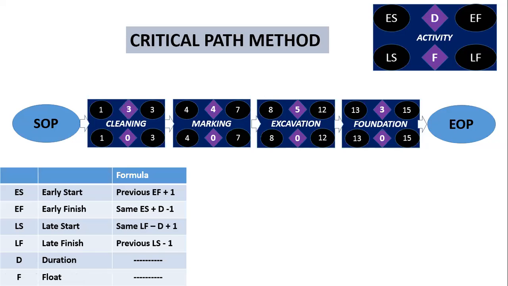Now we need to calculate the late finish of the excavation. What is the formula for late finish? Previous late start minus 1. So 13 minus 1 is equal to 12. We got 12 over here. Then what's the late start? 12 minus duration plus 1, that is 12 minus 5 plus 1. We got 8 here.